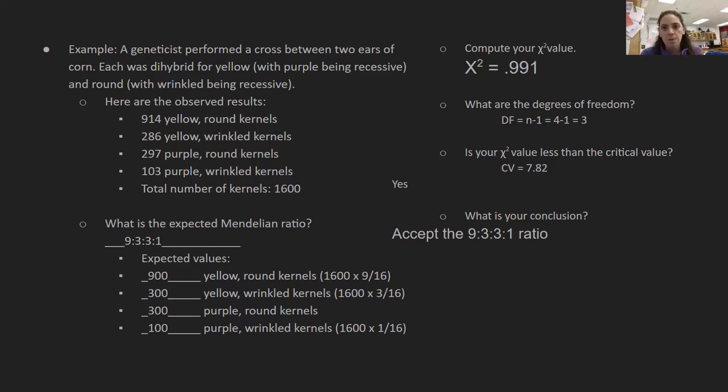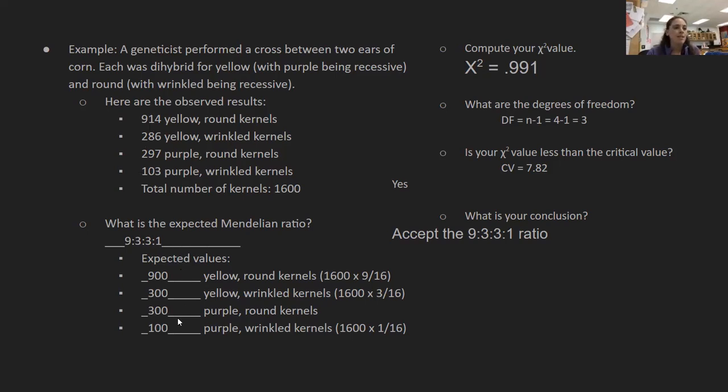So for our expected Mendelian ratio, these aren't even, they're not 1:1:1:1. So we can most likely say that's probably a 9:3:3:1. You can even test it out if you were to take this 103, multiply it by 9, you're not all that far off from 914. Not perfect, but there's variation. What we're trying to figure out is if that variation is due to chance or due to something else.